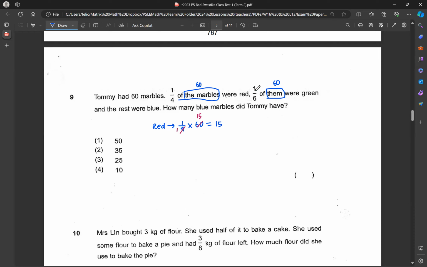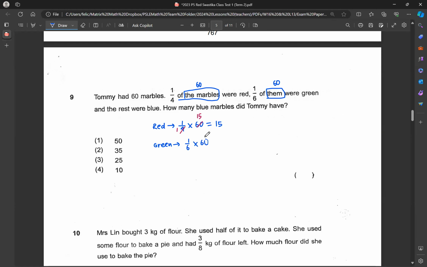Okay, the next one will be 1 over 6 were green. So we're going to work out the number of green marbles. Same thing, 1 over 6 of them means 1 over 6 of the 60, which means you can take 1 over 6 multiplied by the 60.